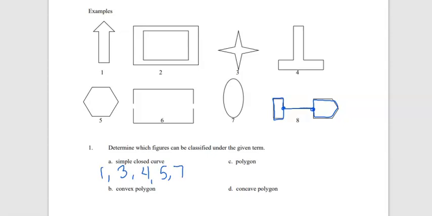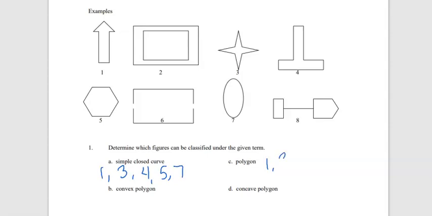Now, by definition, a polygon is a simple closed curve, so it has to be out of the ones we just listed, but the sides have to be segments. The sides have to be straight. So 1 would be a polygon because it's a simple closed curve with the sides that are segments.